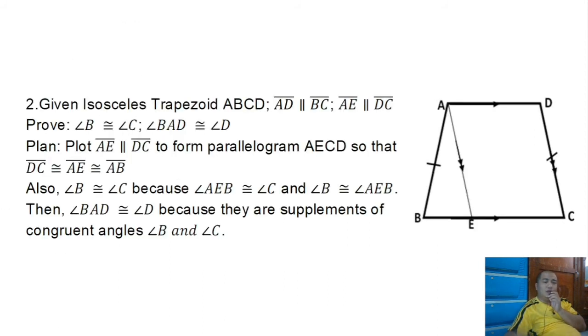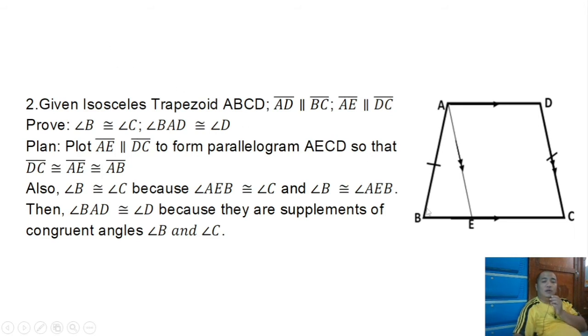Number 2, given isosceles trapezoid ABCD, AD is parallel to BC, AE is parallel to DC. Prove that angle B is congruent to angle C, and angle BAD is congruent to angle D. So, plot AE parallel to DC to form parallelogram AECD, so that DC is congruent to AE, which is congruent to AB.